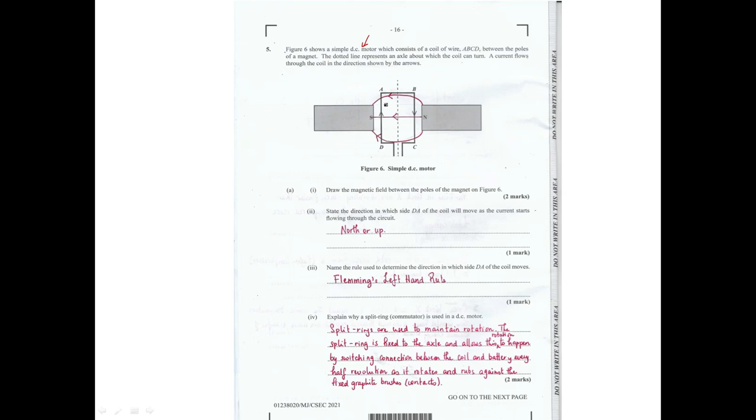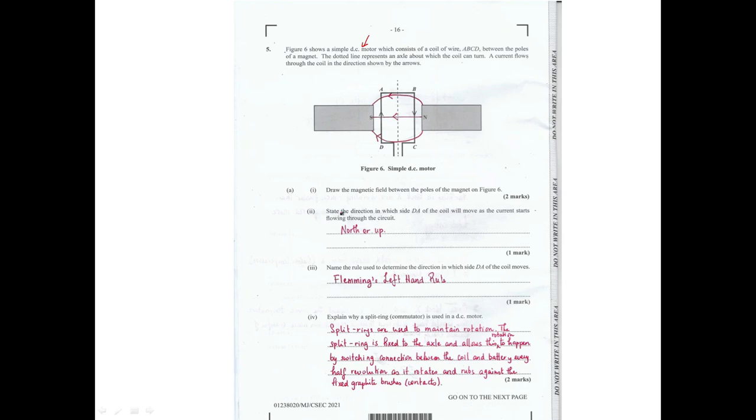And that's the thing, when you're dealing with motors, they always give you the direction of the current, and if you don't get the direction of the magnetic field, it's understood that the magnetic field always travels from north to south. So it says draw the magnetic field between the poles of the magnet on figure 6, and that's what I did. I drew my magnetic field line going from north to south, and then I drew the other two to just make it complete. And so that will give you 2 marks, right? So if you knew that, you could have shown off.